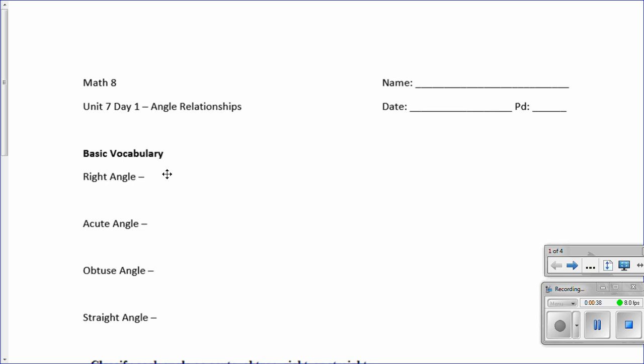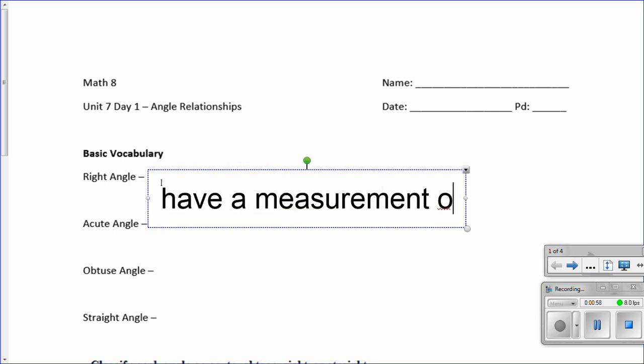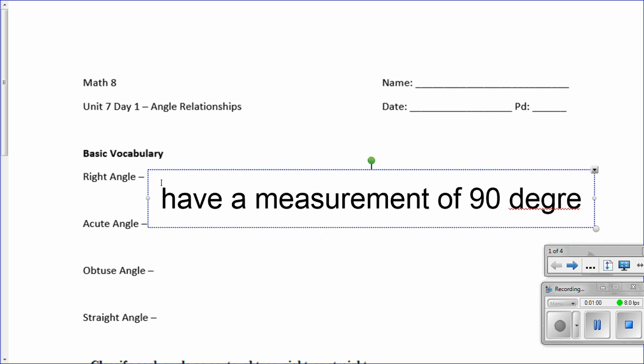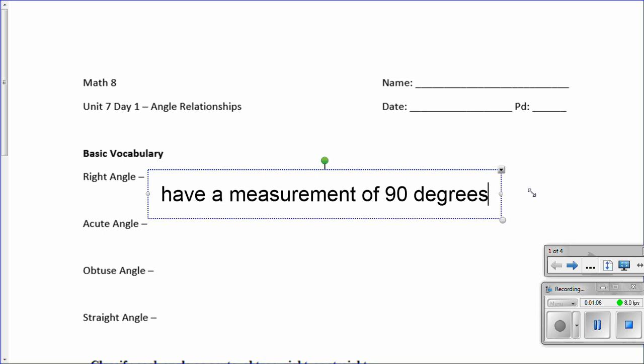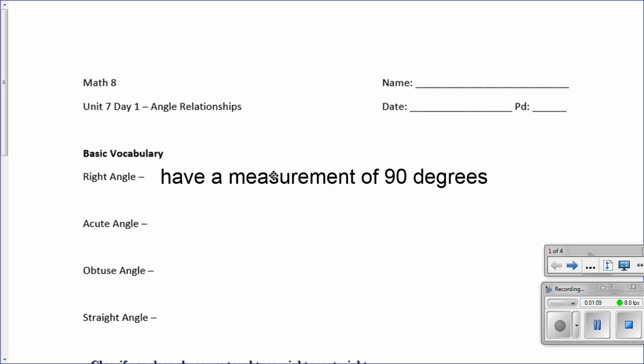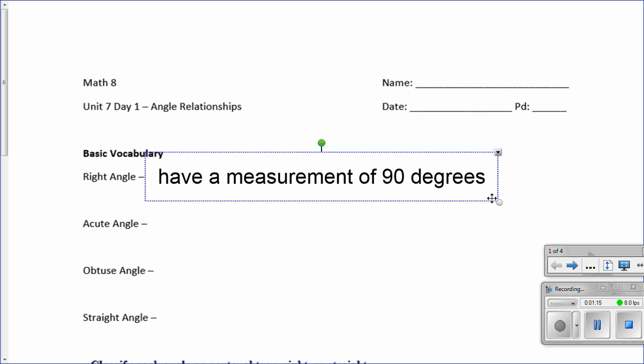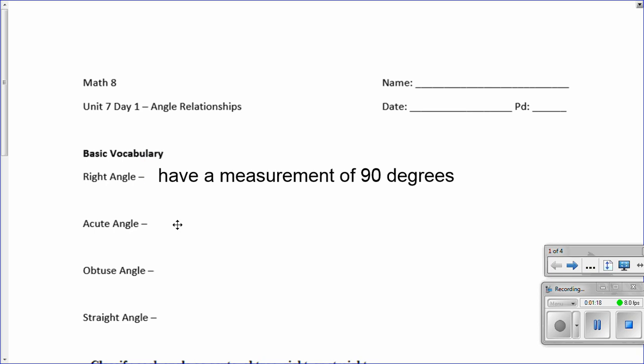Basic vocabulary. So right angle, acute angle, obtuse, and straight angle. Those are all words that were on your geometry selfie project, so they're not new words for you, but let's go ahead and define them. Right angles basically just have a measurement of 90 degrees. That's it. They make a perfect corner. You all know what a right angle looks like. Go ahead and draw a picture of a right angle next to it so you have a visual as well.